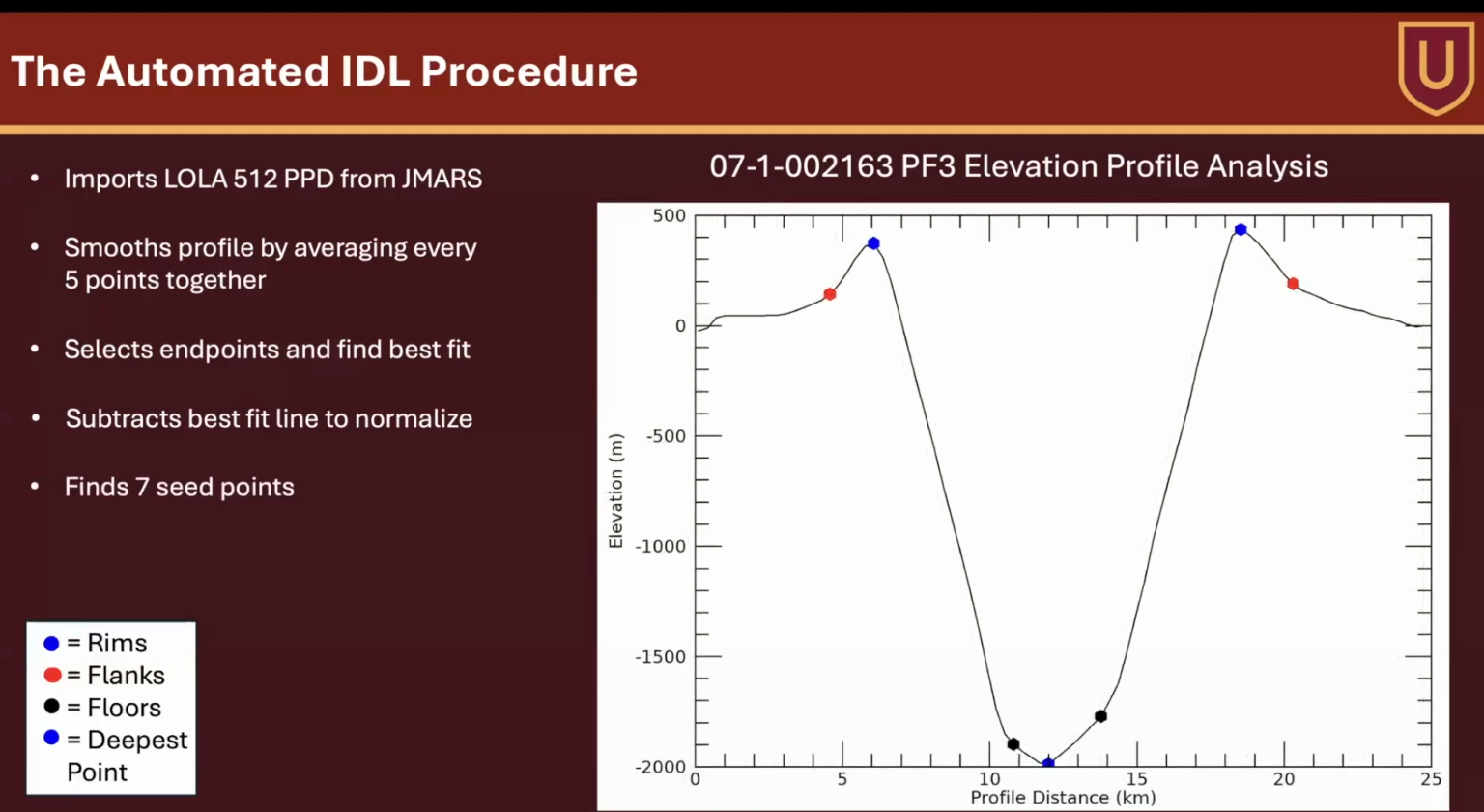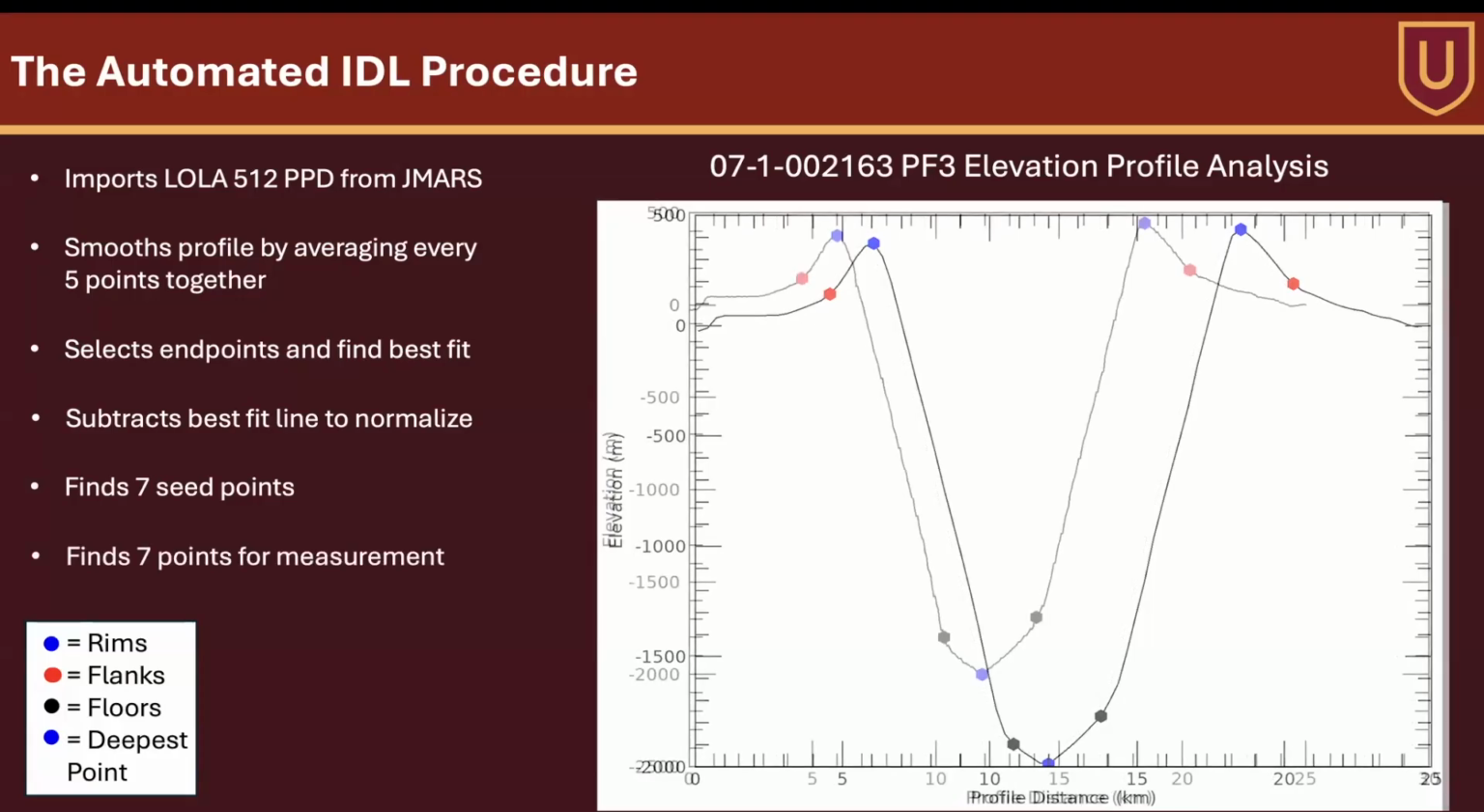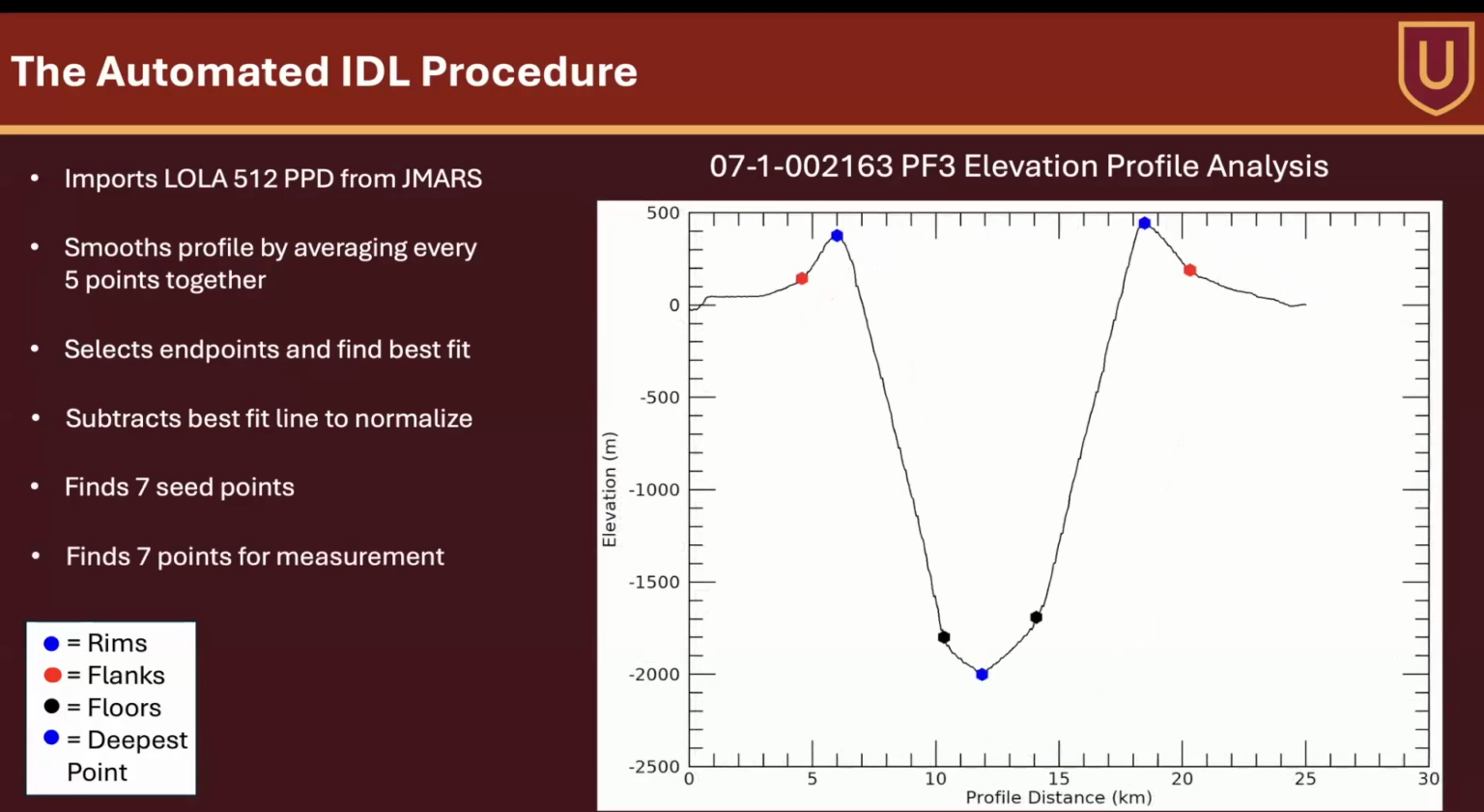Then on the smooth profile, we find the 7 seeded points that we want: the deepest point, the rims, the ends of the flanks, and the floors. These points are then used as seeded values for the unsmooth profile, so we have a much smaller margin of error in finding them on the correct profile.